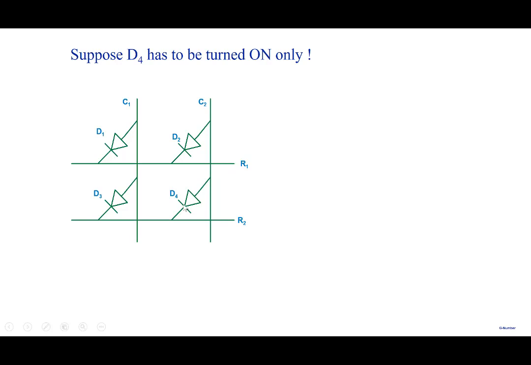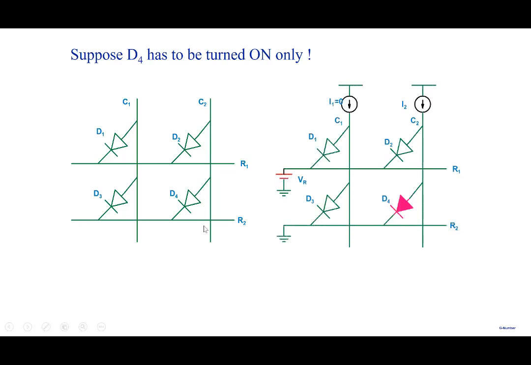Suppose D4 has to be turned on. Only D4 has to be turned on. So what we will do is we will pass a current through column C2 and we will ground row R2, right? So let's do that. We'll ground this row here and we'll pass a current here. Now we want this current to flow only through D4. We don't want it to flow through D2, right? So we need to reverse bias D2. So we apply a positive voltage here. So that reverse biases the diode D2, and so the current only flows through D4. So that's also good. So we've been able to do that.